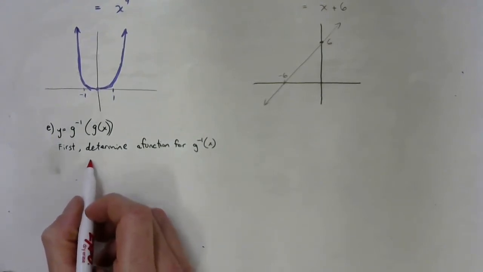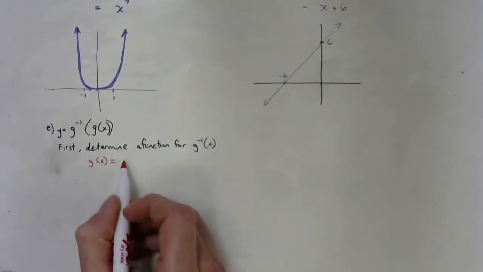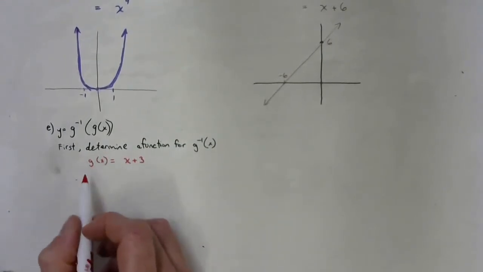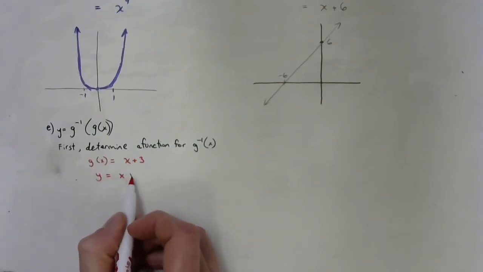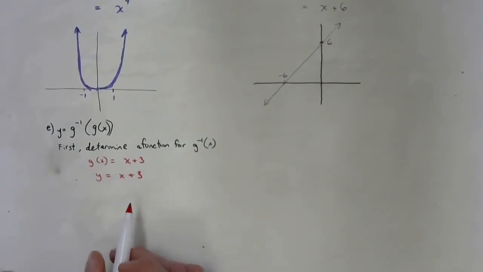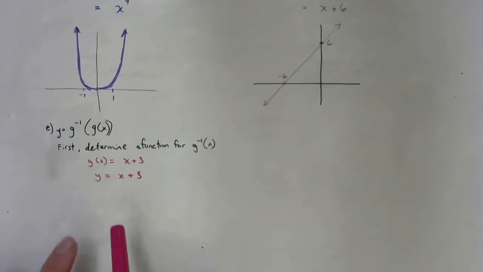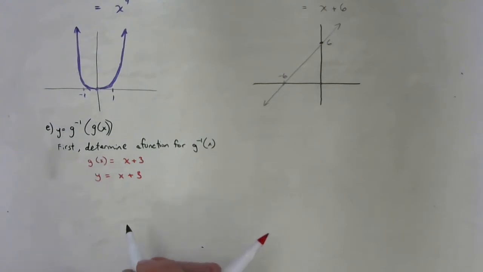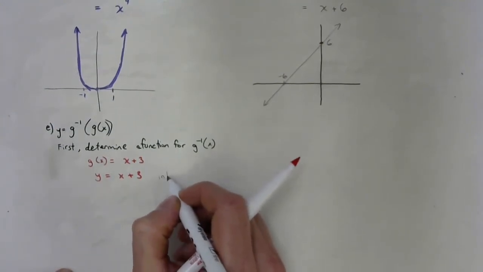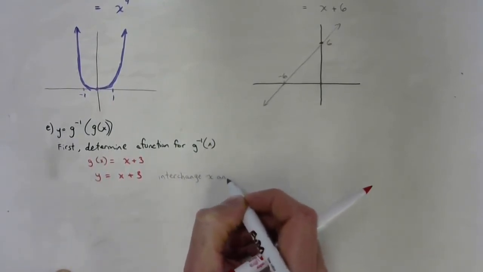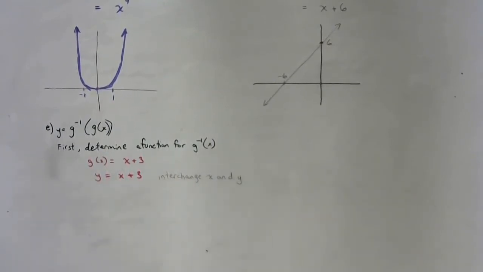If g of x is x plus 3, then you substitute y for g of x, so you end up with y equals x plus 3. So far, nothing too tricky. Then you interchange the x and the y. Is that familiar to you at all? Remember doing that? Okay, I'm going to write that down so we remember it: interchange x and y.